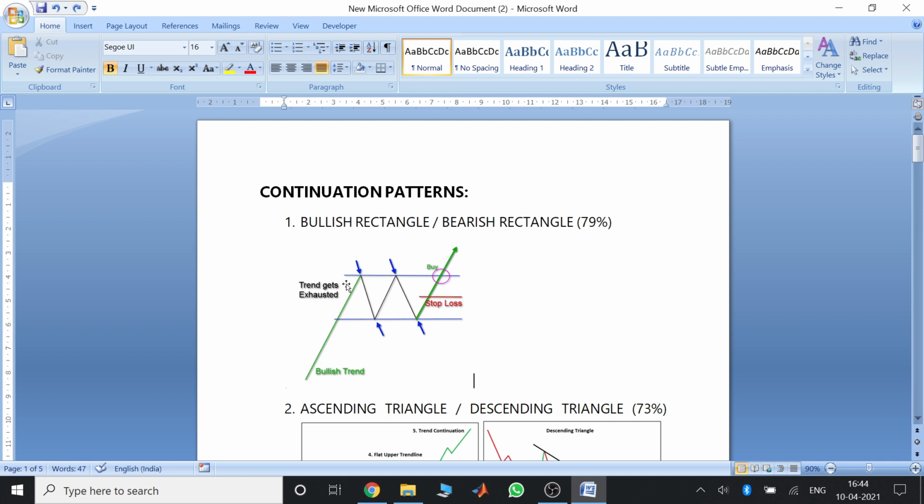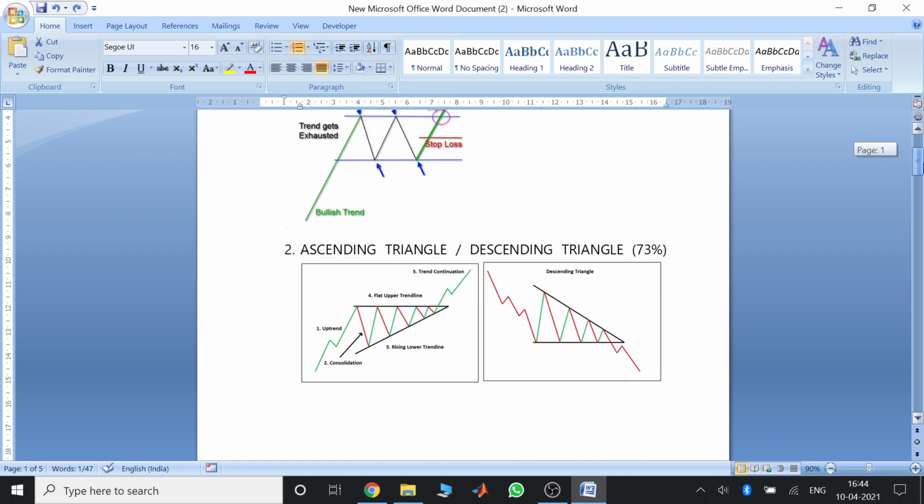So this is a bullish rectangle, and similarly for the bearish rectangle, price moves down and then consolidates sideways and continues going down after breaking the rectangle. So as you can see, this is the rectangle we are referring to, which the price forms. Now another continuation pattern. Now these percentages I have written are the success rates. So these success rates, I found them online. So these success rates have been researched upon and compiled and calculated.